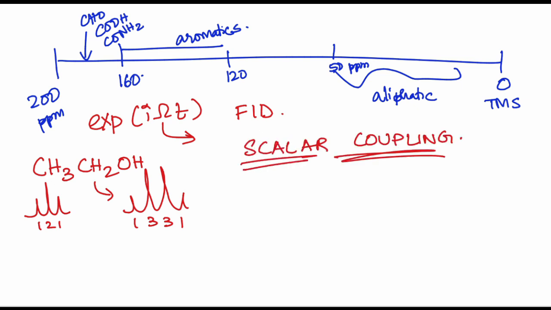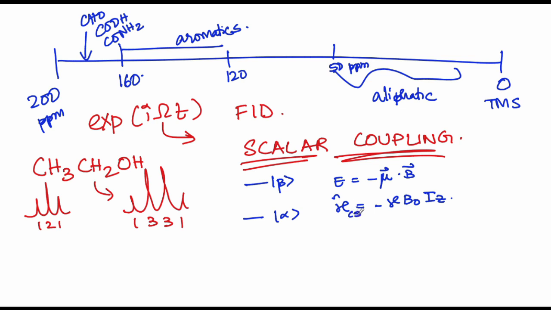Before we venture close into this, I would like to revise very briefly the concept of chemical shift. I am sure you remember for a spin-half system characterized by the two nuclear spin states, the energy was given by minus mu dot B. Therefore, the Hamiltonian was written as minus mu dot B, which got reduced to minus gamma B naught Iz. So this will be called the chemical shift Hamiltonian.